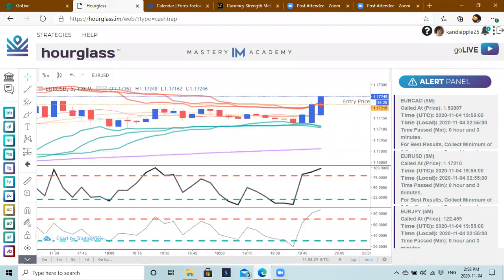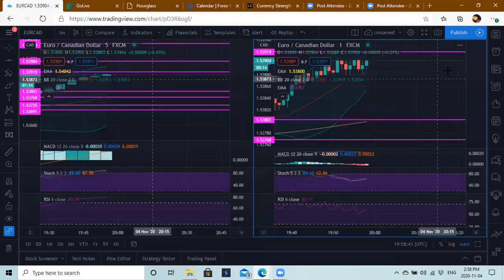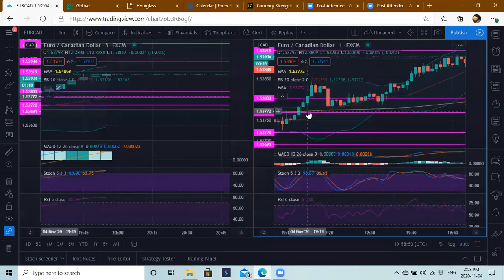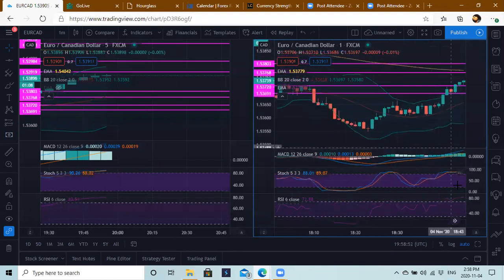All right, I'm going to show you guys something. This may be a little weird because it's on TradingView, but I'm going to show you what I did today. So this is TradingView, okay? Okay. I will show you.